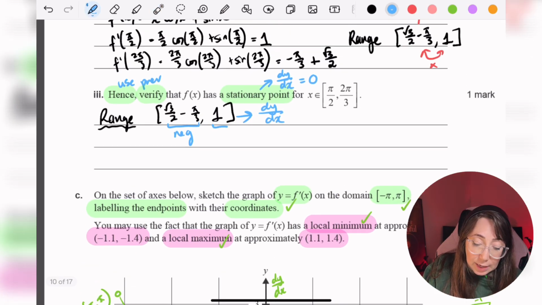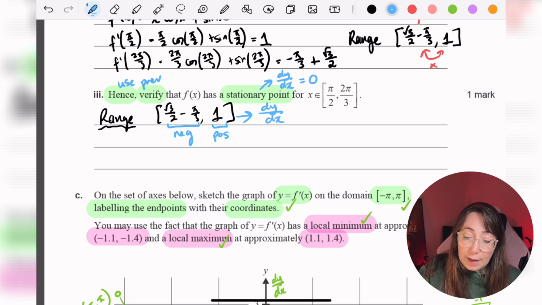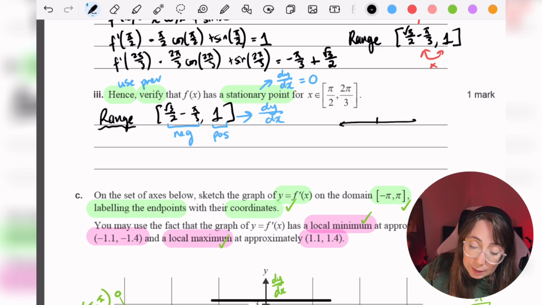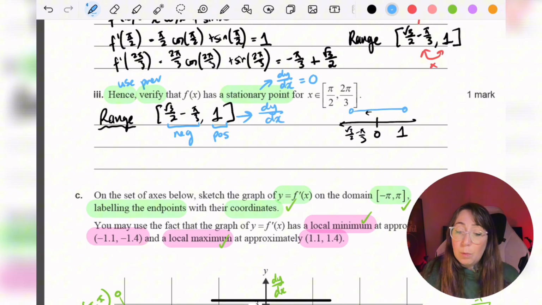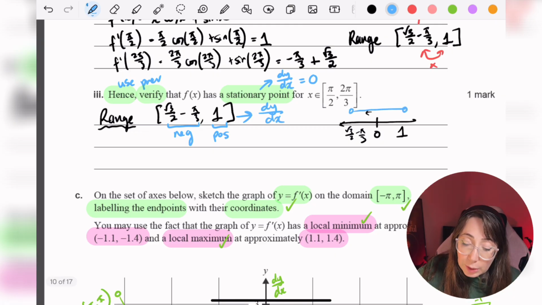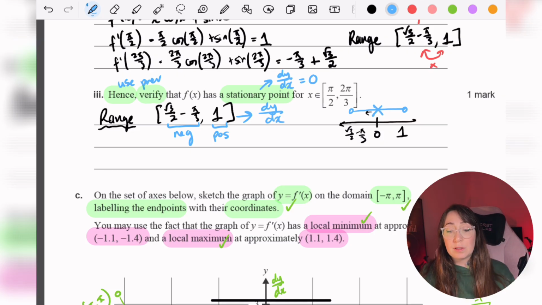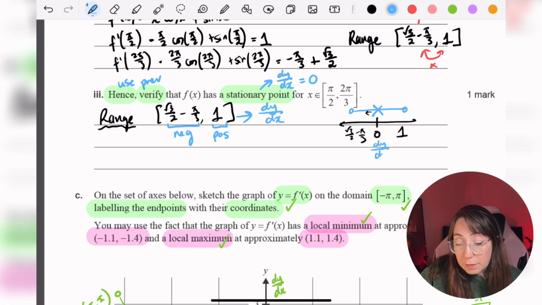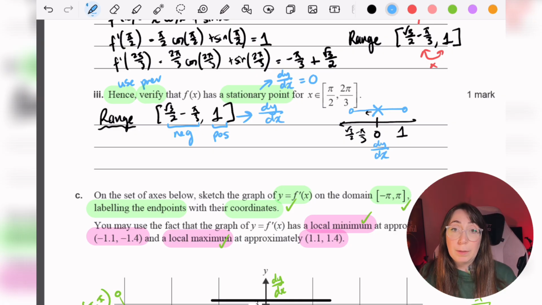However, 1 is a positive value. So if we have a number line and we have our 0, we have all the negatives on this side, so we'll have root 3 on 2 minus pi on 3 here, we have 1 over here, and we can see that the range goes from there to there. What this must mean is that the range at some point has to cross the value of 0 since this graph is continuous. And we know that if we have a gradient value of 0, it means that there must be a stationary point. And that would be your answer to this. So as the value of 0 is included within the range of that, then there must be a stationary point.